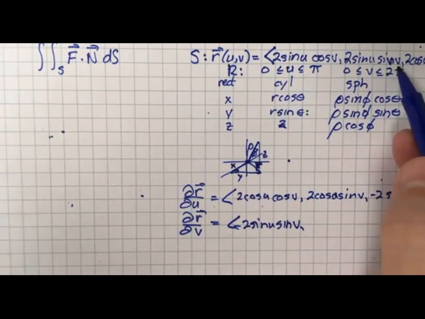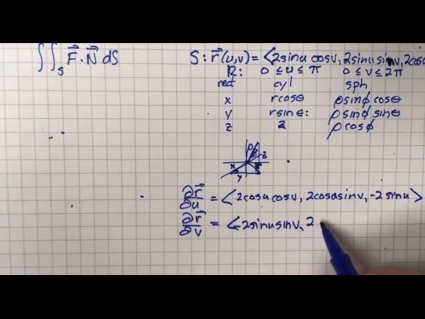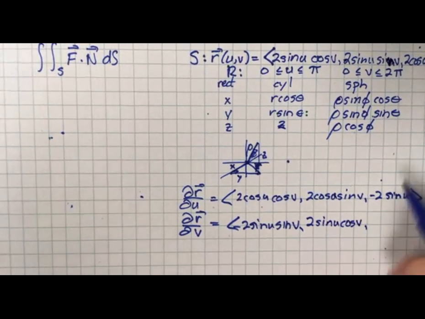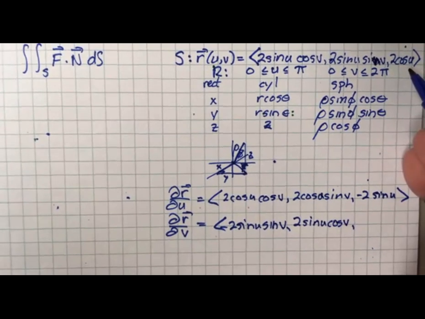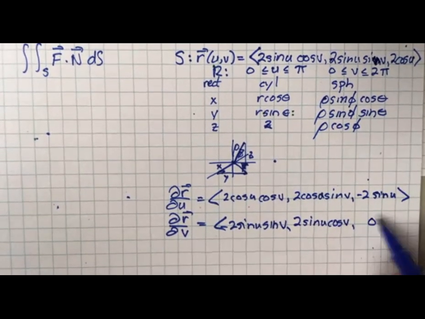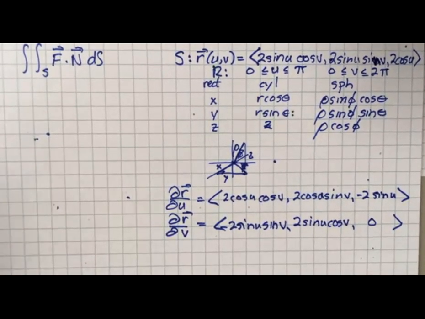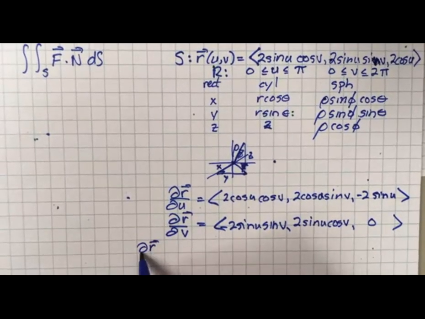Derivative sine v is cosine v, so 2 sine u cos v. And the derivative of the third slot with respect to v is 0. There's no v here in the third slot. Okay, there's a slight happiness there. See how that reduces my work. It's not too much. So now let's look at the cross product.